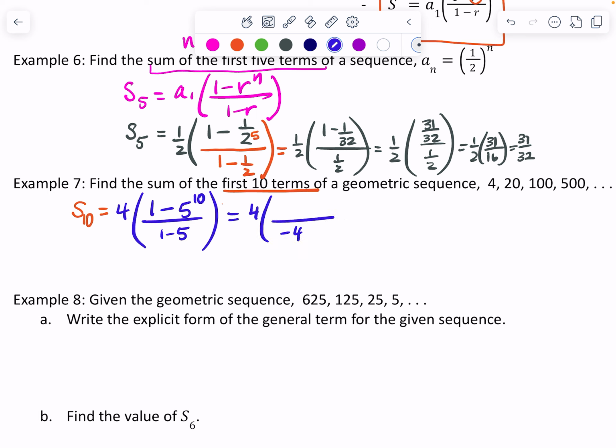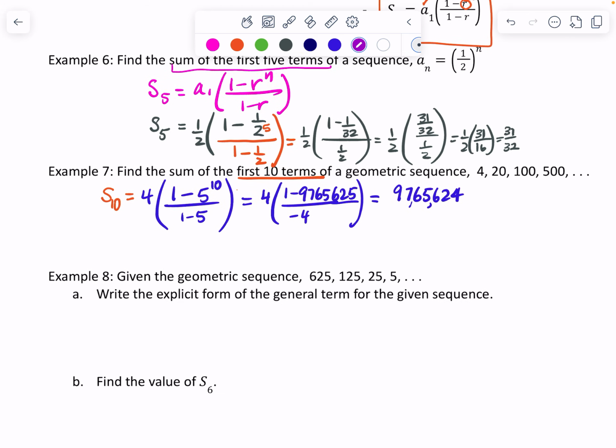I need to grab the calculator again. Okay. 5 to the power of 10 is 9765625. That leaves us with 2 negatives and 9765624. And that is the sum of the first 10 terms.